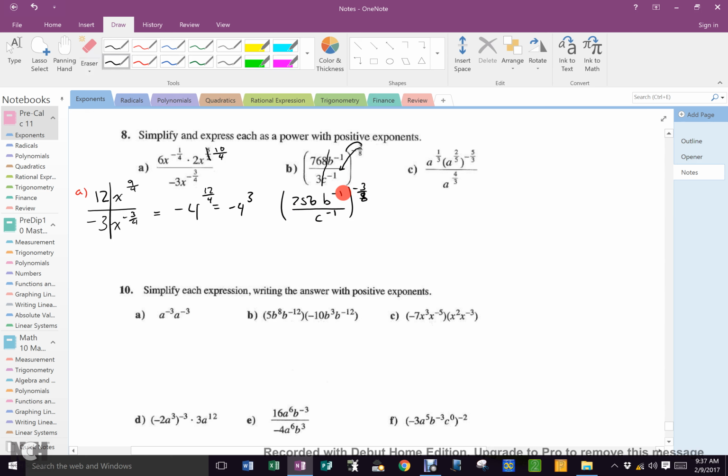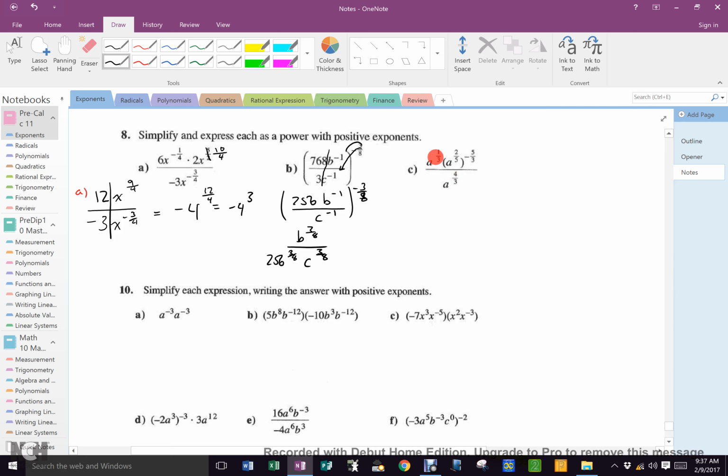The B is going to become positive, 3/8. The C is going to become positive, so they're okay. And the coefficient will become negative, so it has to go to the denominator, 256 to the positive 3/8.